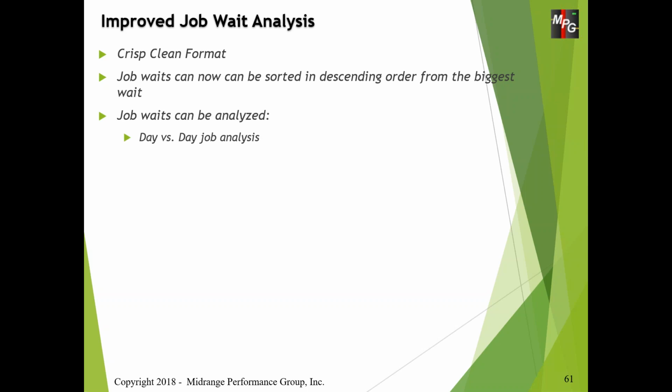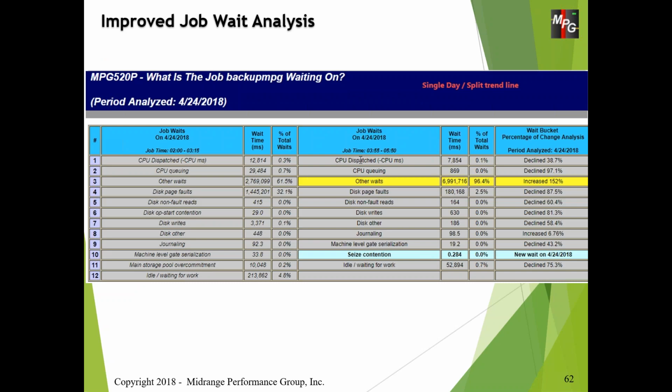We do a day versus day job analysis, and we can go within a single day. We can split a trend line and see, okay, what's a job doing at the beginning? What's it doing at the end? Very handy if you're trying to understand why things are taking so long. So you can get down to a very granular level. Here's a single day where I'm comparing 2 to 3:50 in the morning and then 3:55 onward, looking at our backup jobs. It's a very cool side-by-side comparison, and we'll show you what were new waits and which waits are waiting more. You can see it very easily there.